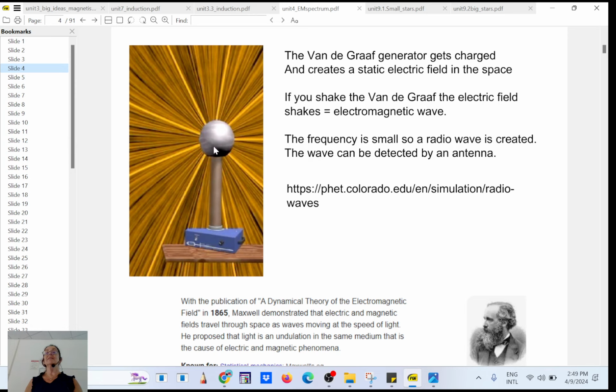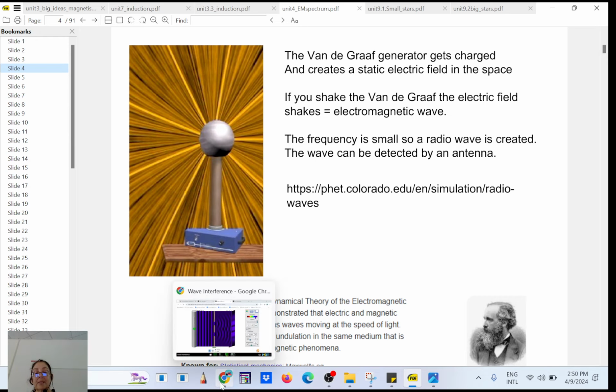Imagine this electric field here and you start to shake it. What's going to happen to the electric field? It's going to ripple. Very good. It's going to shake as well, right? So when the electric field starts to shake, it's going to induce a magnetic field. That will induce an electric field. That will induce a magnetic field, and so forth and so on. So that's how we make radio waves.